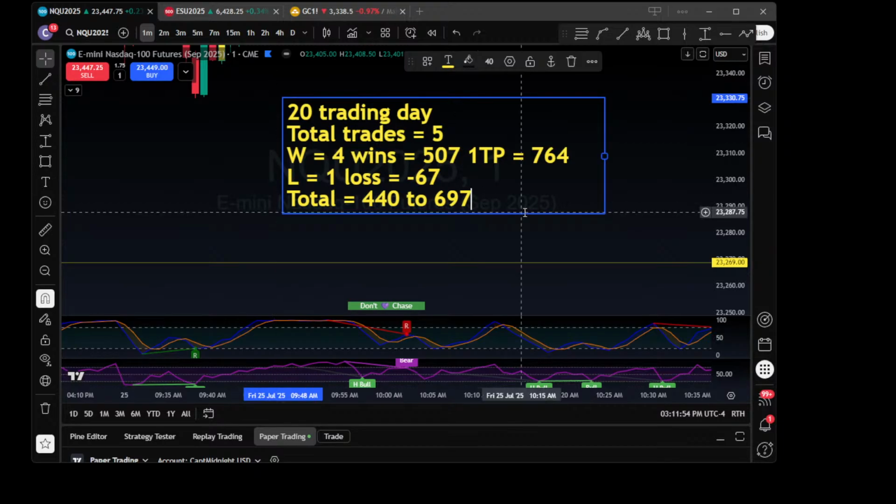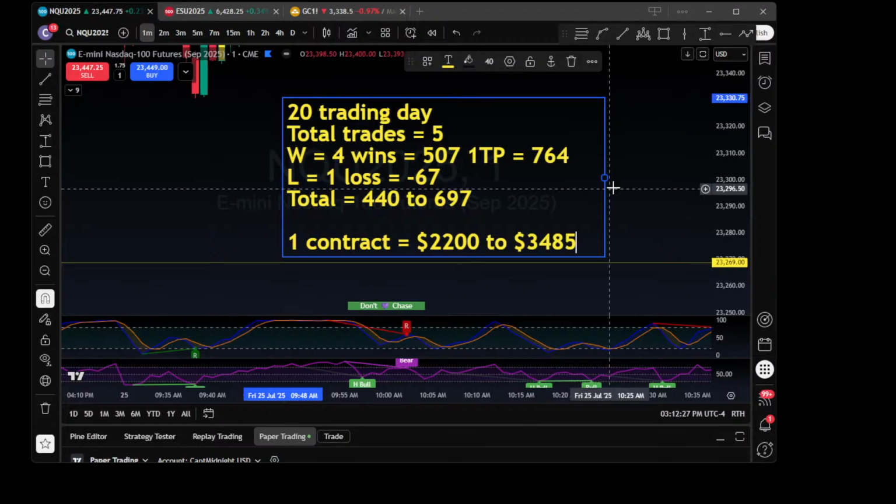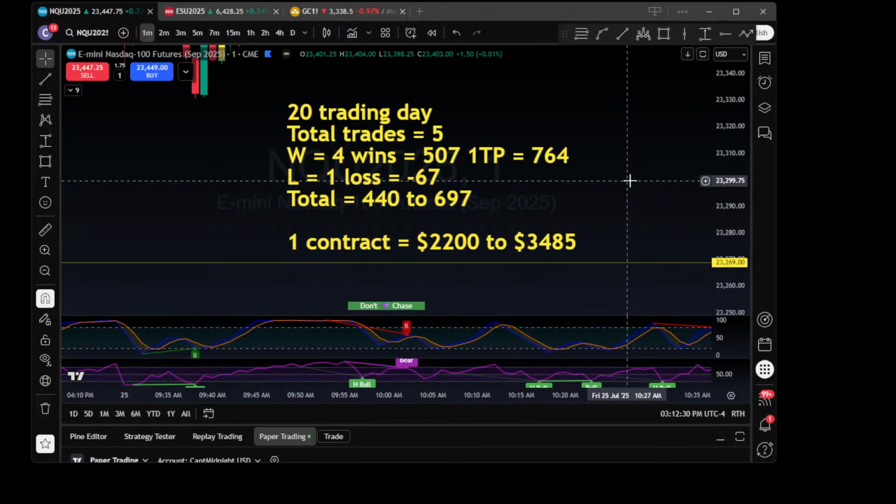So one contract, just plain one contract equals how much in profit? 440 times 5, I'm at 2,200, to 697 times 5, 3,485. On like the worst month you can imagine for this strategy. Not bad.